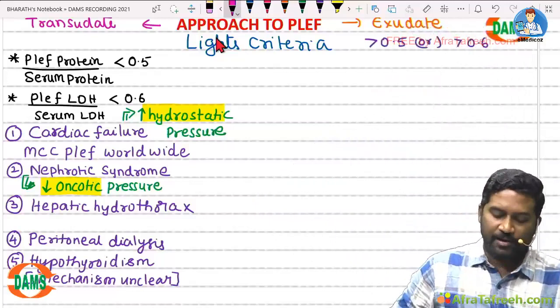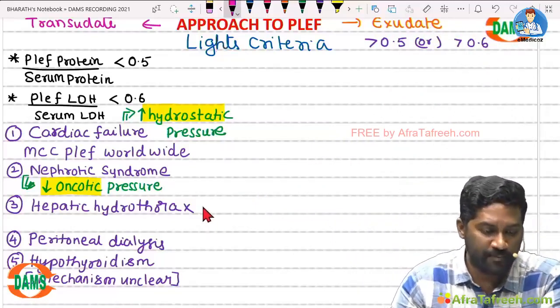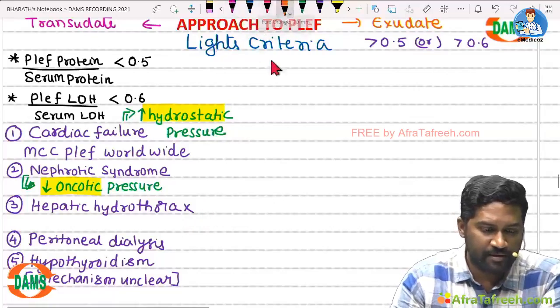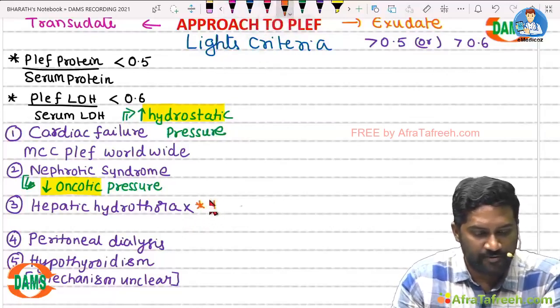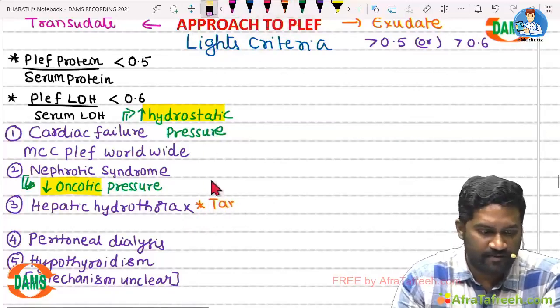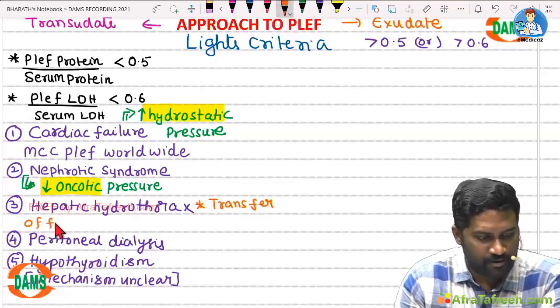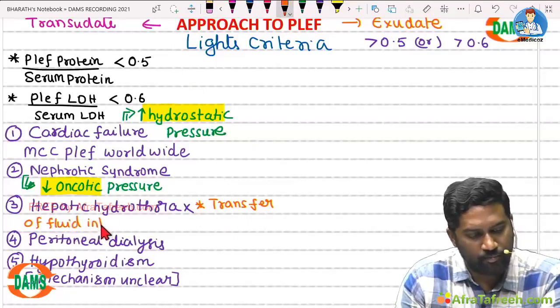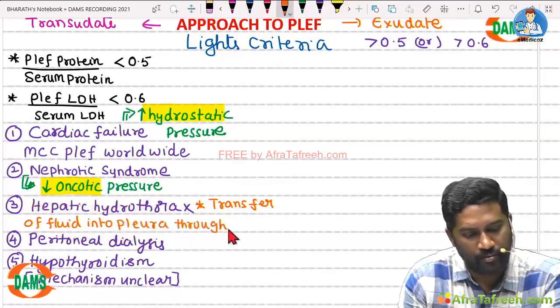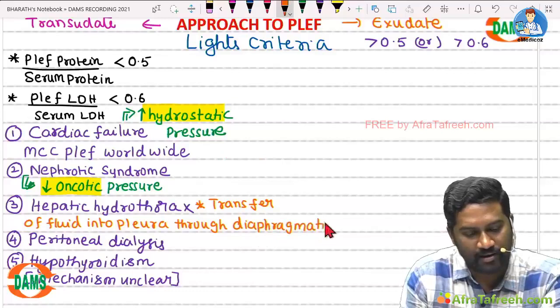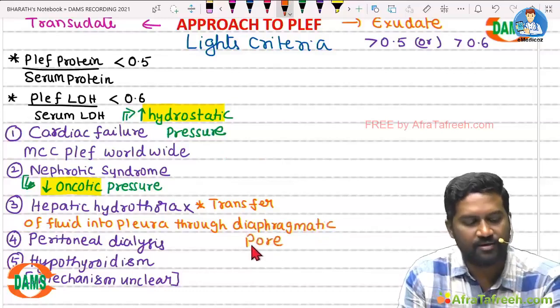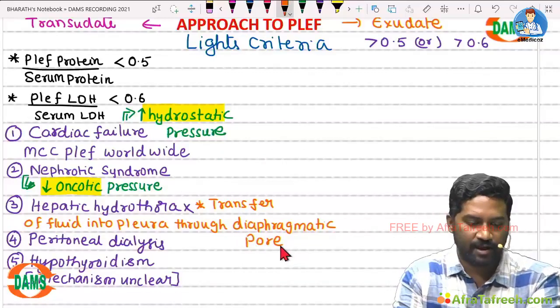So, write down: in hepatic hydrothorax, the mechanism is transfer of fluid into pleura through diaphragmatic pores.